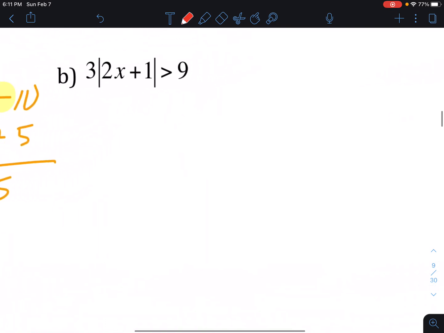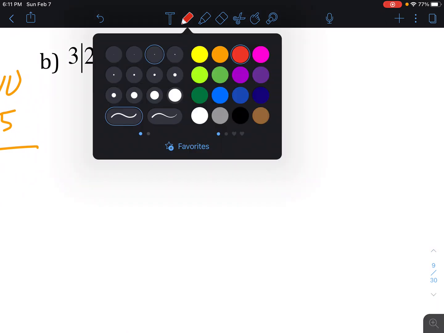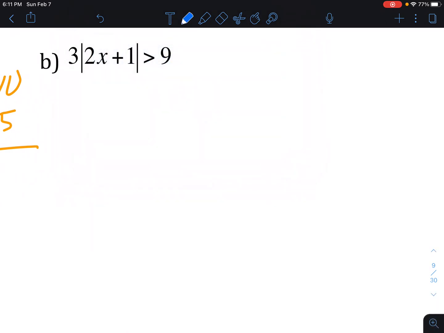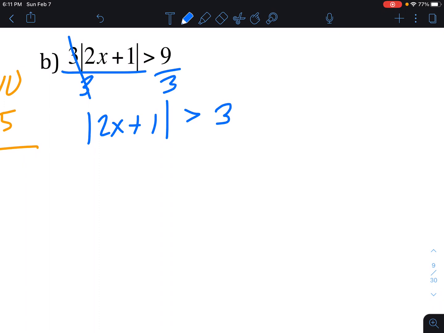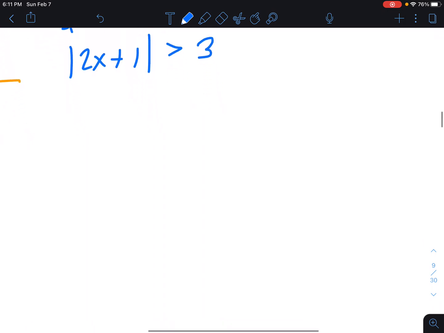Let's try another one. The first thing we need to do here is get rid of this 3. Do not distribute. We need to divide by 3. You're not allowed to distribute with absolute value. So we're working on isolating the absolute value, dividing both sides by 3. 9 divided by 3 will get 3. And now the absolute value is isolated, so now we can go ahead and do our two problems.